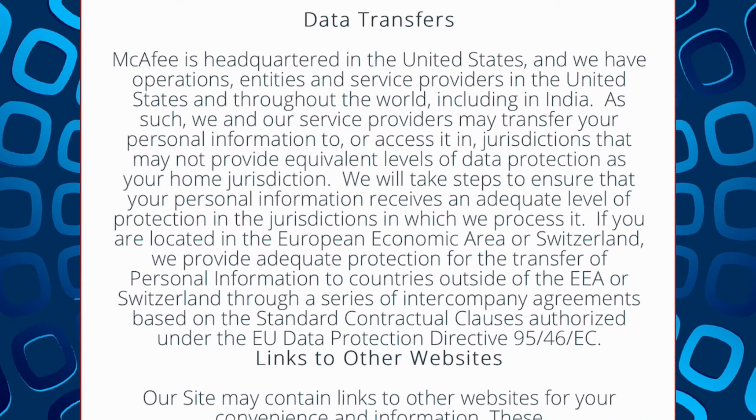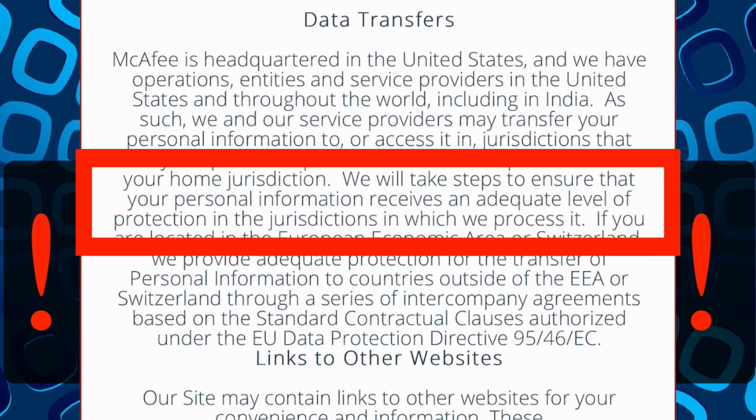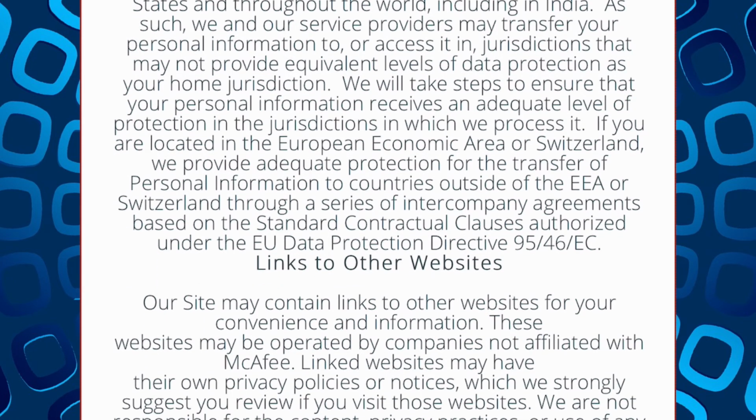Data transfers. They say McAfee is headquartered in the United States. As such, we and our service providers may transfer your personal information to or access it in jurisdictions that may not provide equivalent levels of data protection as your home jurisdiction. We will take steps to ensure that your personal information receives an adequate level of protection in the jurisdiction in which we process it. If you're located in the European Economic Area or Switzerland, we provide adequate protection for the transfer of personal information to countries outside of the EEA or Switzerland through intercompany agreements.